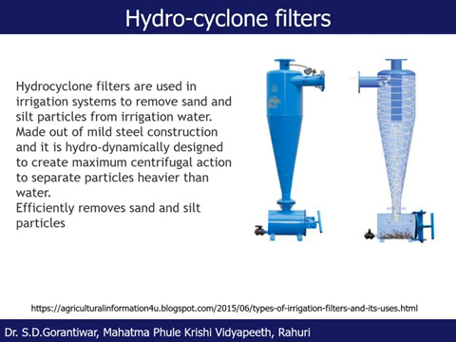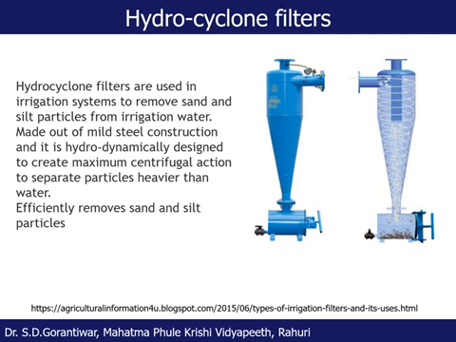Now, as you see, this is the typical shape of this hydrocyclone filter. The principle of what we call centrifugal action is used here. This is the inlet. Water with high pressure will enter, and as water enters, the heavier particles will strike the wall of the filter element and be stored in the bottom tank, and the impurity-free water will go through the outlet like this.